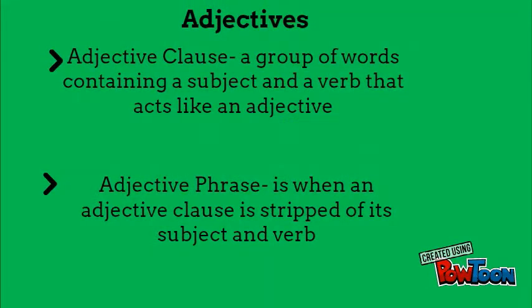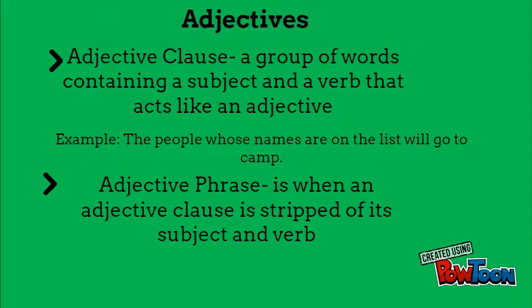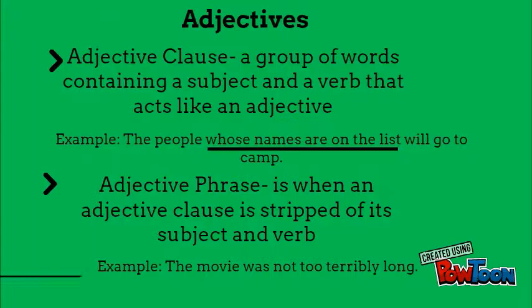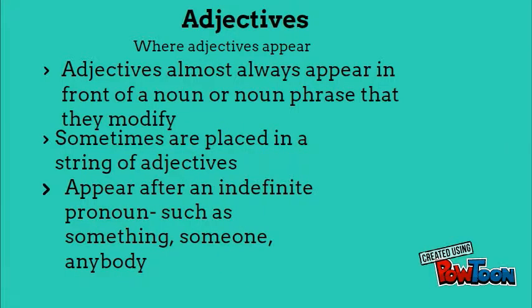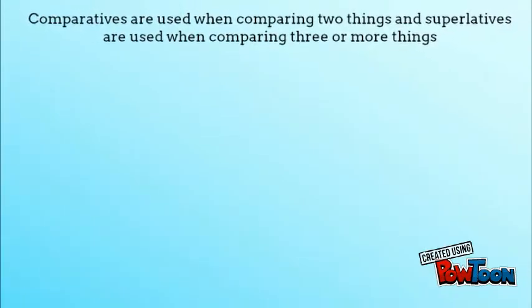An adjective clause is a group of words containing a subject and a verb that acts like an adjective. An adjective phrase is when an adjective clause is stripped of its subject and verb. Adjectives usually appear in front of a noun, in a string of adjectives, or after an indefinite pronoun.